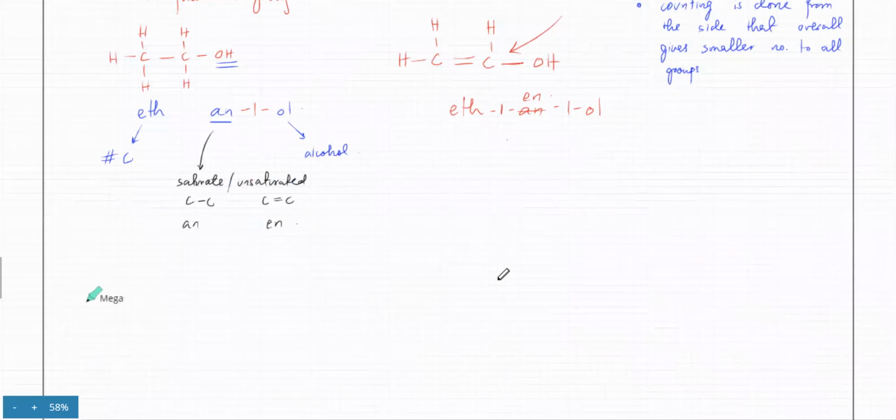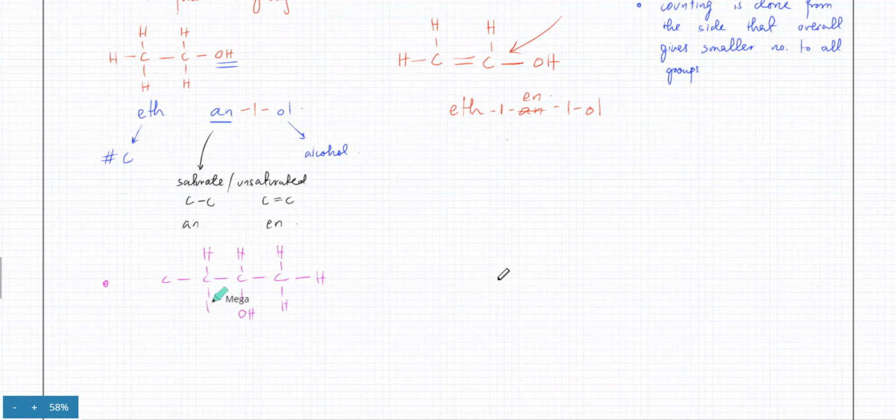Okay, I'm going to stick with saturated alcohols first. So let's do another example. I have 4 carbon atoms. There's an OH over here, so this is the alcohol. Can anyone tell me what the name is? 4 carbon atoms, what would it start with? Butane. Butanol. But saturated, so that's AN, and it is butanol.